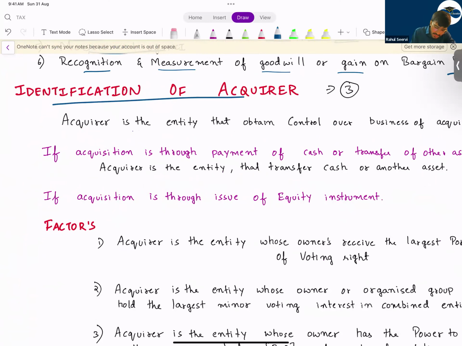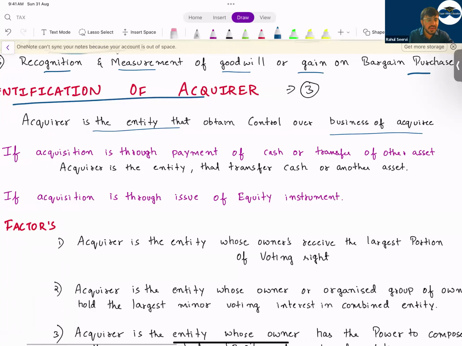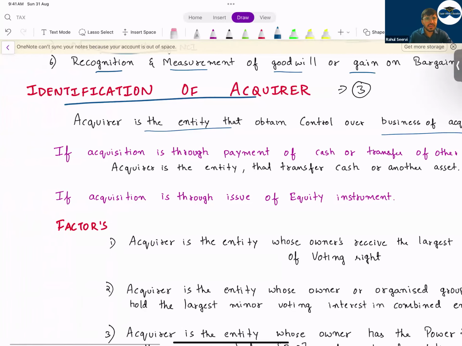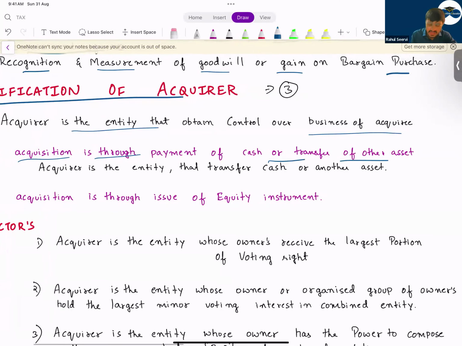Normally, the acquirer is the entity that obtains control over the business of the acquiree. In our example, Reliance had control over Geo. Now see, if the acquisition is through payment of cash or transfer of assets, that means I am Reliance, you are Geo, and I am paying you cash here. So I will be the acquirer.